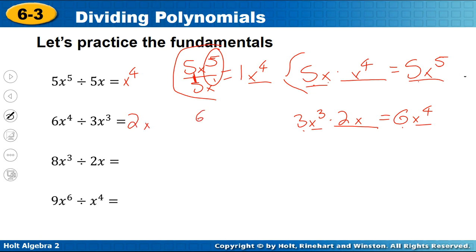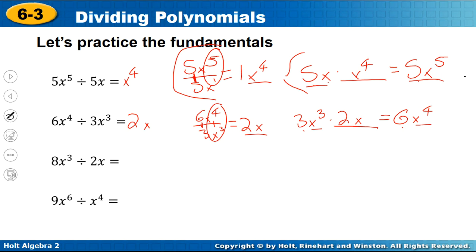Again, if you do it the more traditional approach, you would see 6 divided by 3 is, of course, 2. And then 4 x's take away 3, because remember you subtract those exponents, would just be x to the first, right? 4 minus 3 is 1. So that's a more traditional approach, and it gets you the same result.